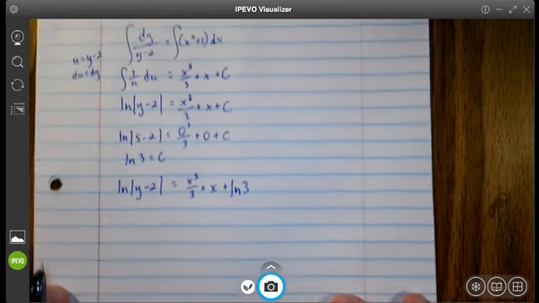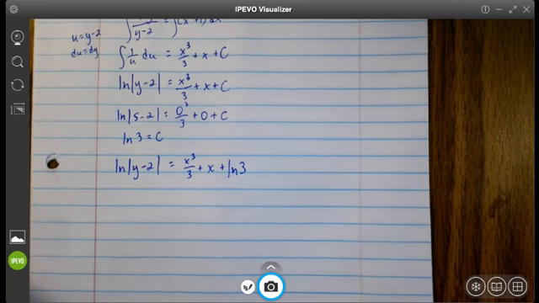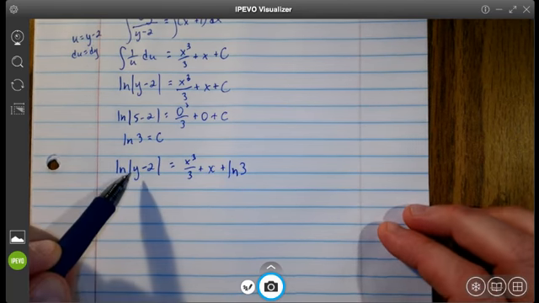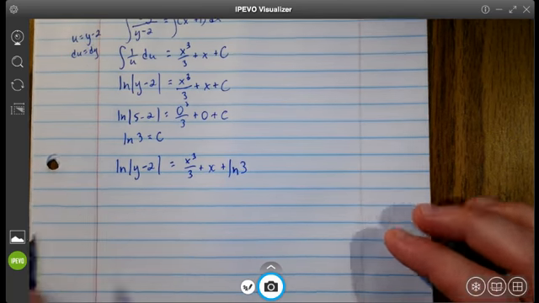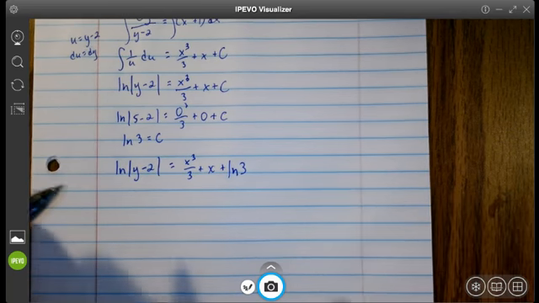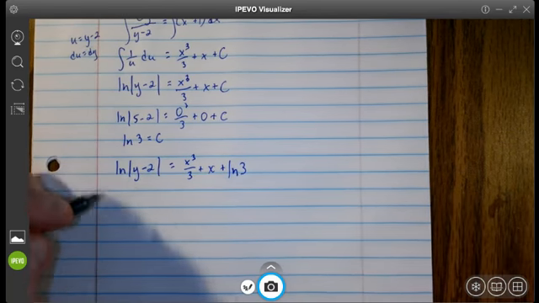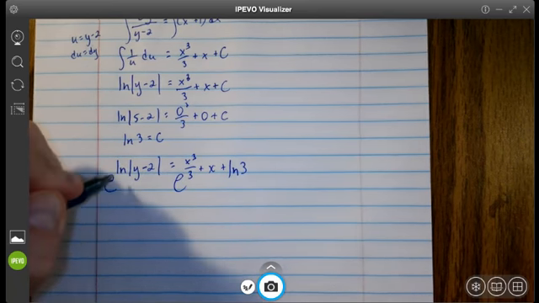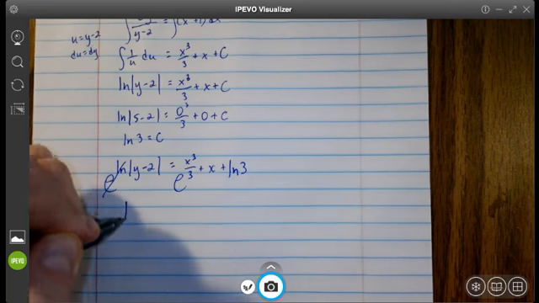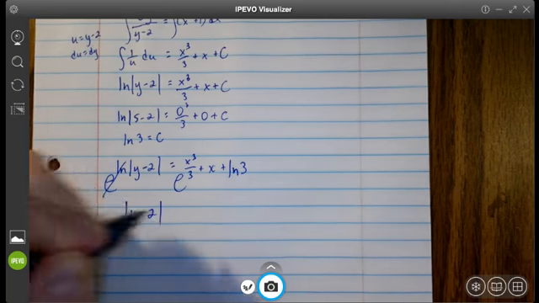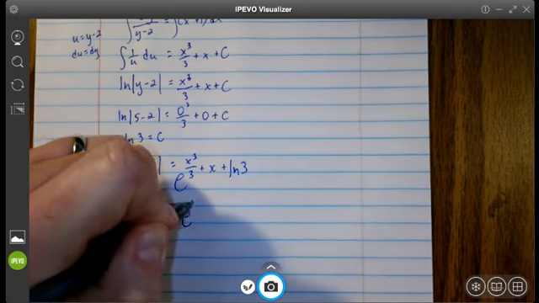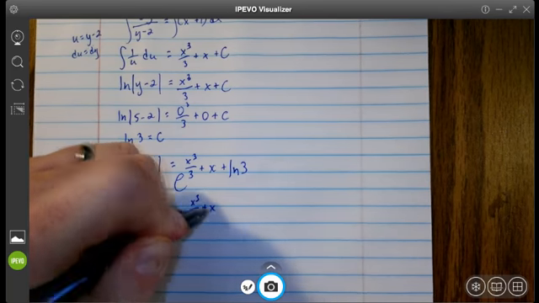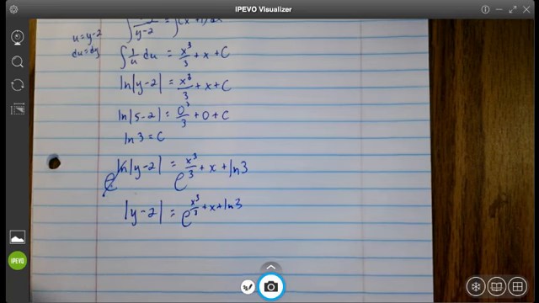All right, and so I have this. Now I found a specific solution, but I still need to get specifically the value of y, right? So I need to get the explicit solution for y. And so I'm going to exponentiate both sides. Remember, make each side a power of e. And so e to the natural log goes away, and I'm left with the absolute value of y minus 2 equals e to the x cubed over 3 plus x plus the natural log of 3.